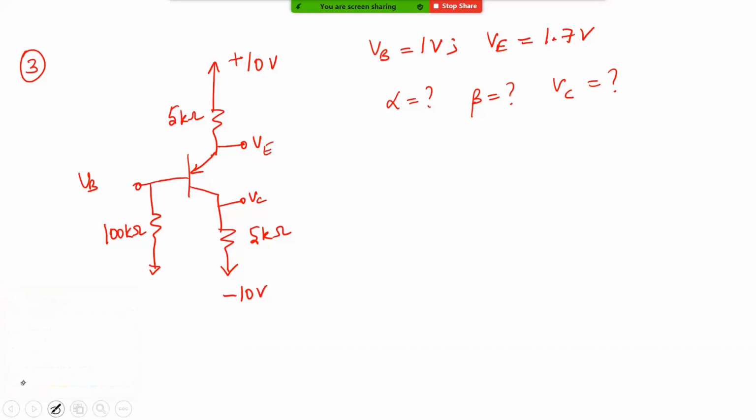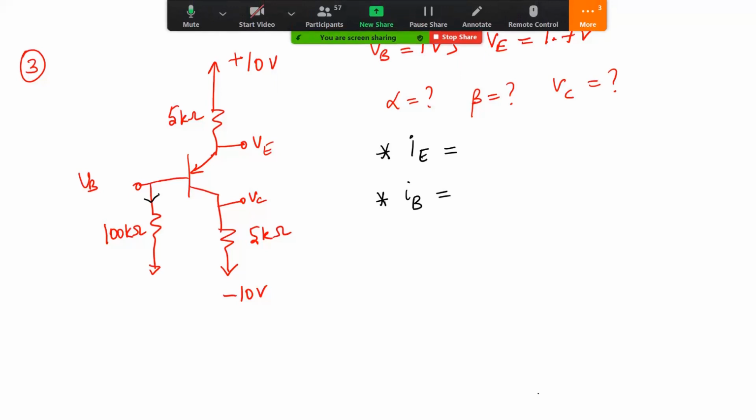So I can maybe just give you some hints. What all do we know? We know the value of VB, we know the value of VE. So from the value of VE, first we can find out the value of IE, correct? And secondly, we can also find out the value of IB, because the base current will flow in this direction.